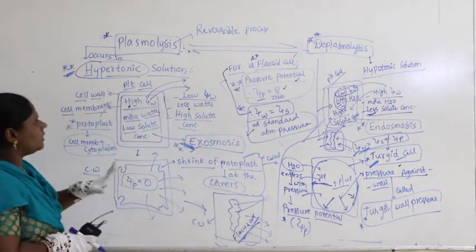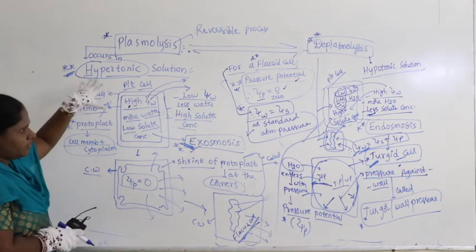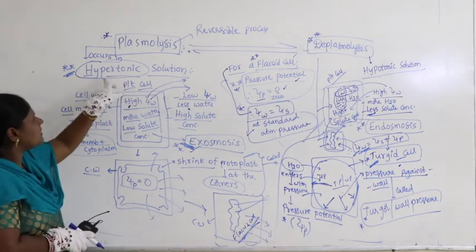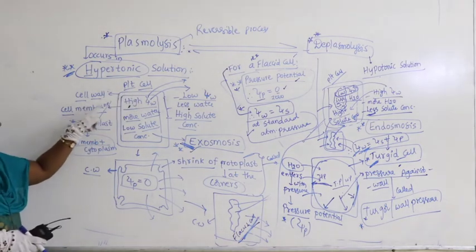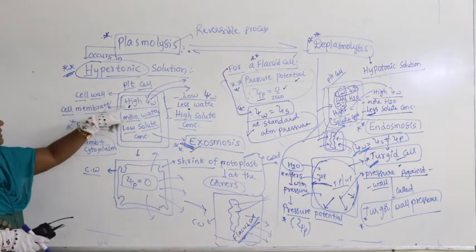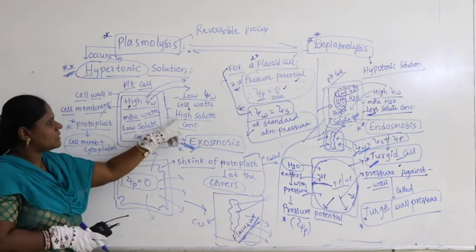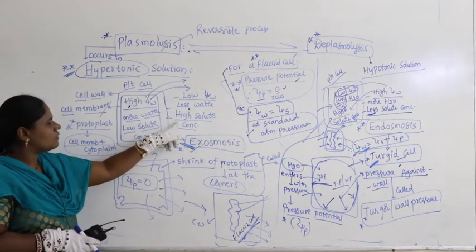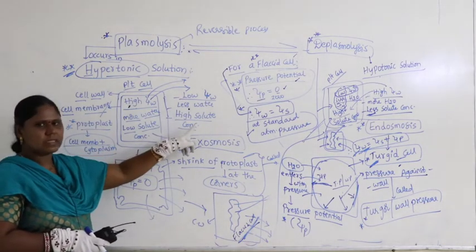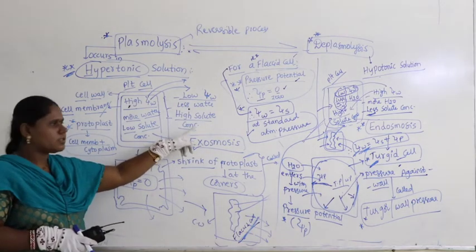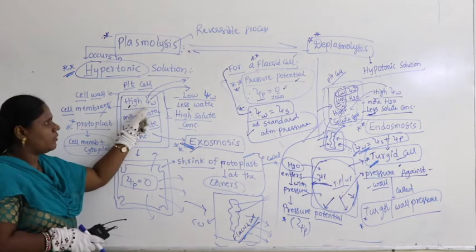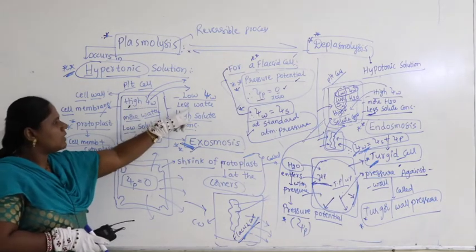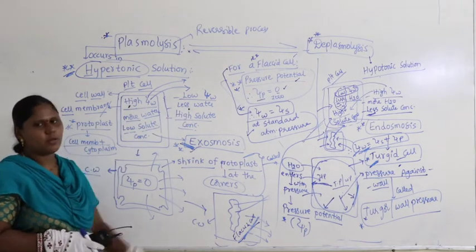Okay, what are the important things you have to remember? Let me discuss plasmolysis with you. It occurs in a hypertonic solution, where you take a plant cell containing a cell wall and cell membrane. The cell is kept in hyper, meaning the external solution has a high solute concentration. Obviously, inside the cell there is low solute, more water, and higher water potential. Opposite, outside the cell there is less water, lower water potential.